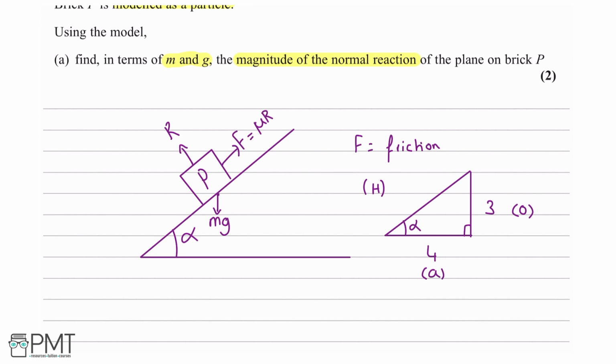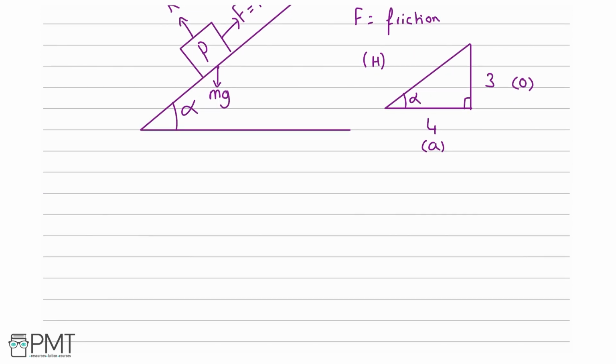Because we have been asked to find, in terms of M and G, the magnitude of the normal reaction, what we need to do is find what R is. The way we're going to do that is we're going to resolve perpendicular to the plane. So the first thing I'm going to write is a little note which says, resolving perpendicular to the plane, and a colon like that. This tells the examiner what we are trying to do.